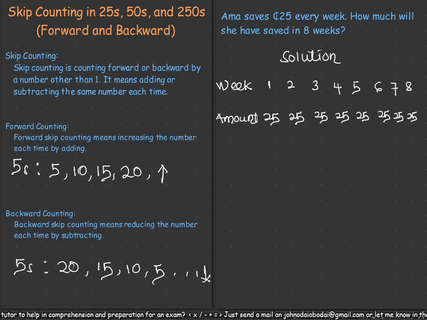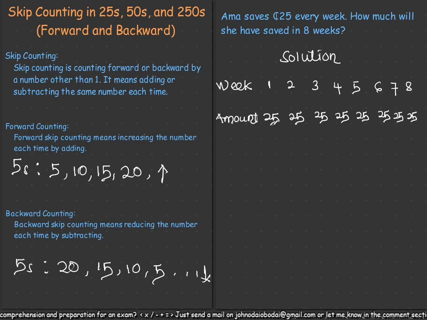Per the words we have, this is a mental picture we can paint. It says she saves 25 every week. So on week 1, she's going to save 25. On week 2, another 25. Week 3, 25, in that order. Now, to get the total she would have saved in 8 weeks, we simply want to skip count.